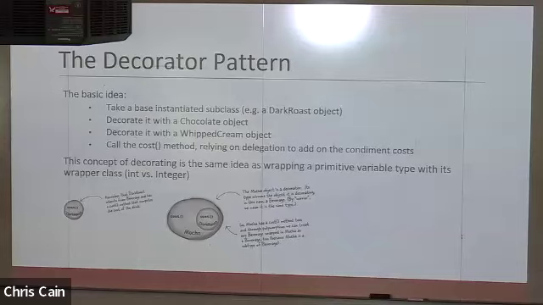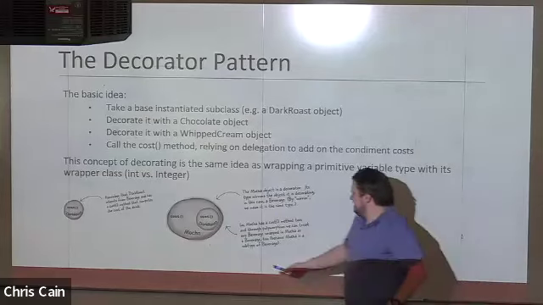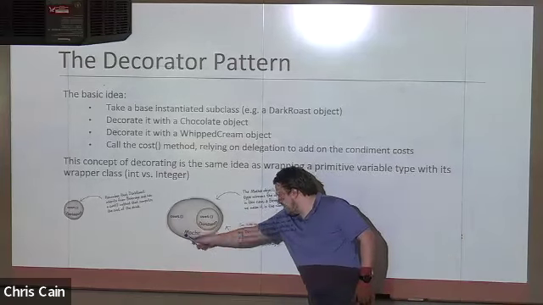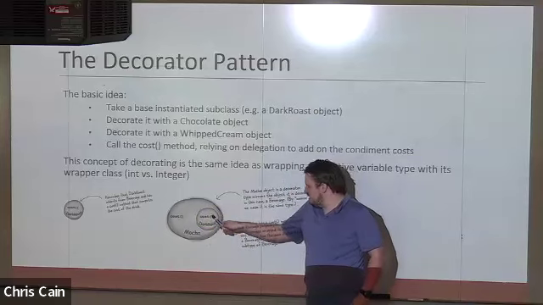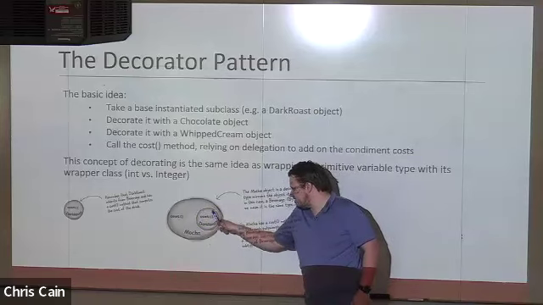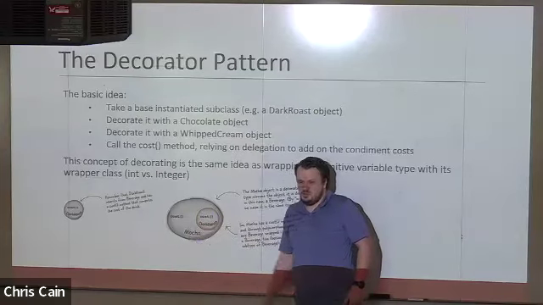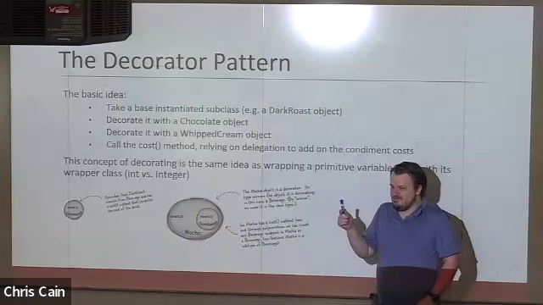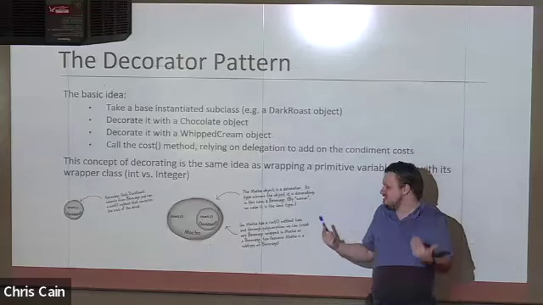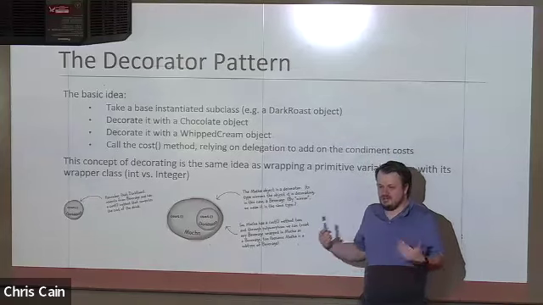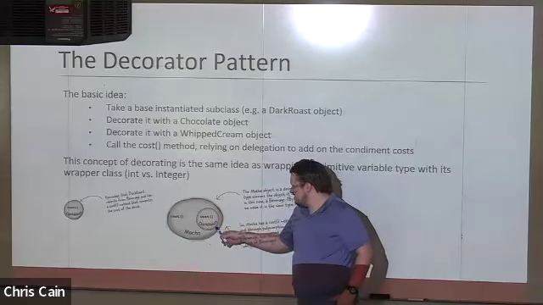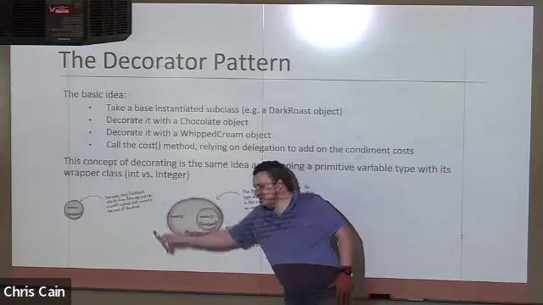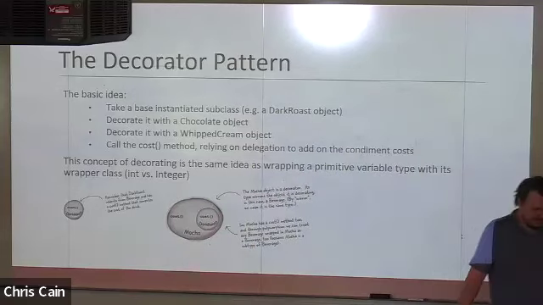The cost would access the mocha object. The mocha object would add the cost and recursively call the cost of this dark roast object, which would then return the actual cost. This is an actual value. This cost method would be defined to be something like 0.5, being 50 cents, plus the cost of whatever it's wrapping. So we would then access this, which would then be able to return the total cost of the object.